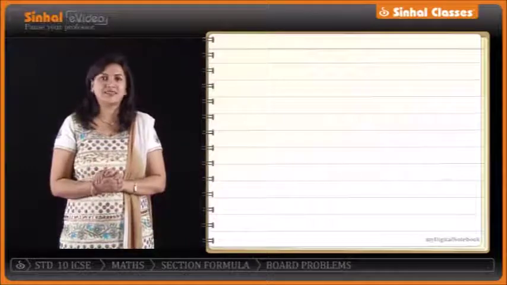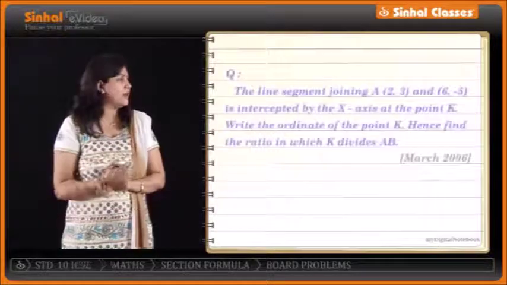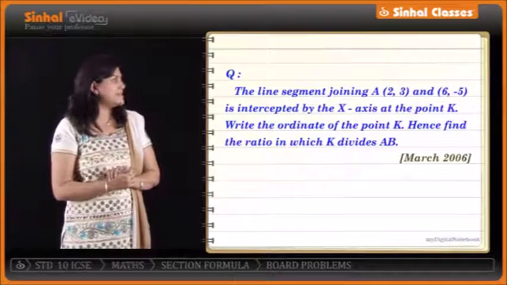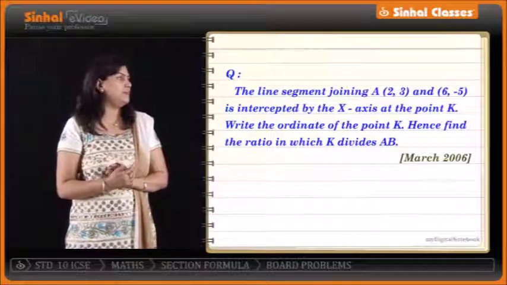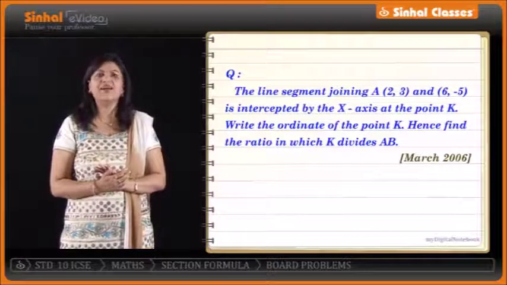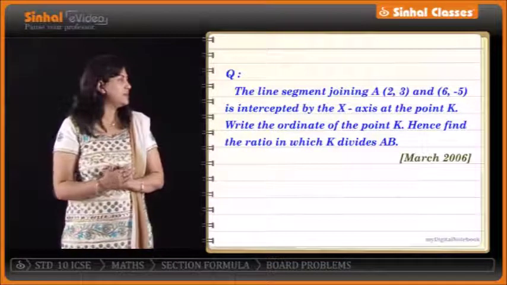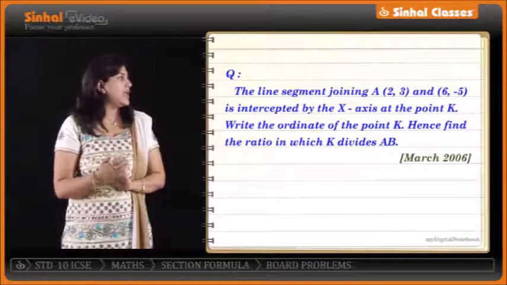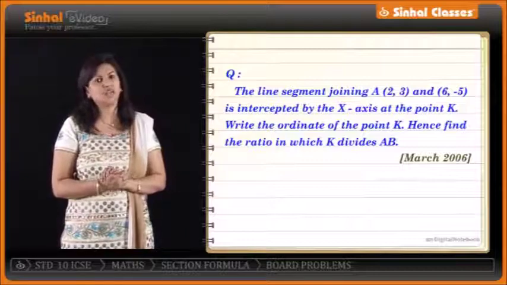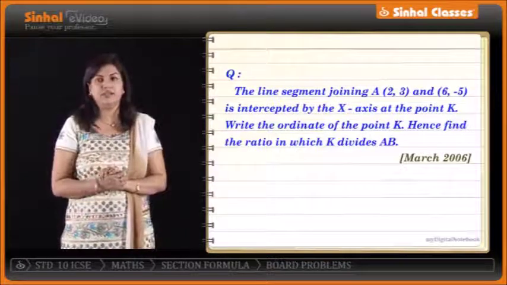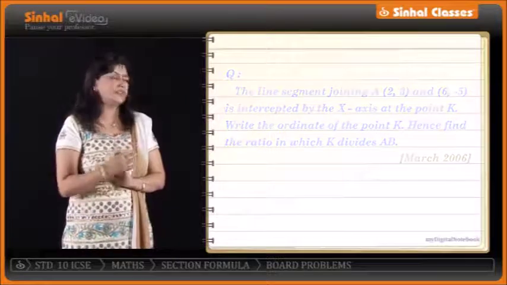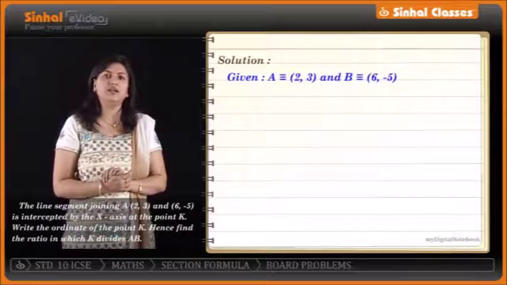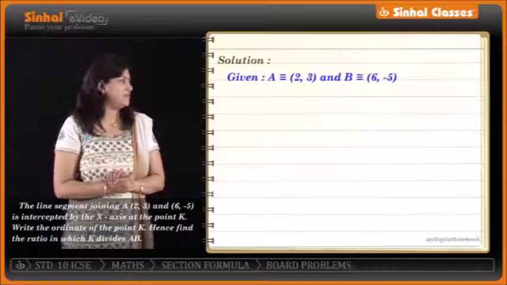Now, let's look at some board problems. We start with the March 2006 board question, which is, the line segment joining A and B is intercepted by the x-axis at the point K. Write down the ordinate of the point K, hence find the ratio in which K divides line AB. Now here we are given the coordinates of the points A and B as 2, 3 and 6, minus 5.